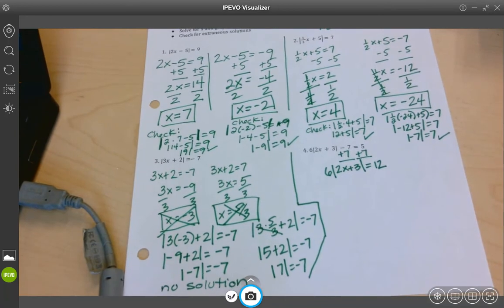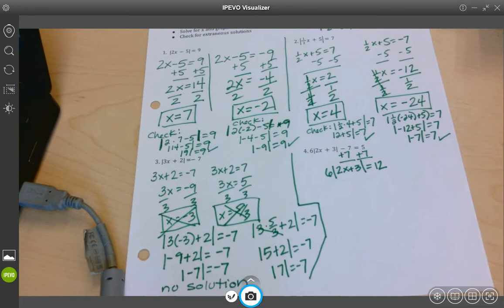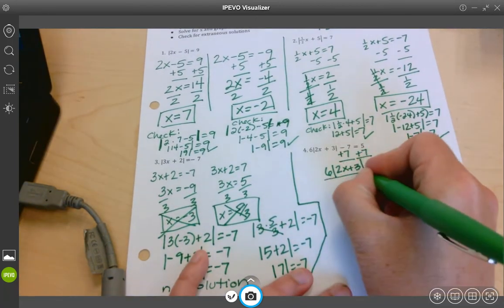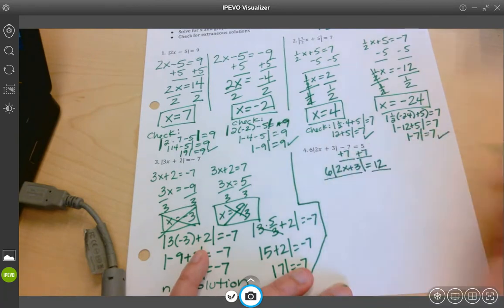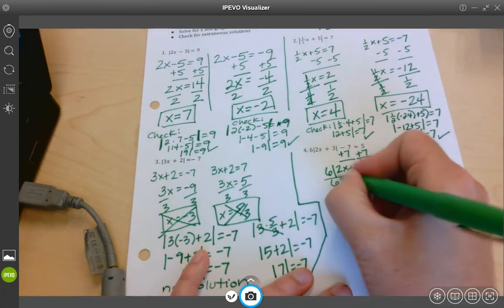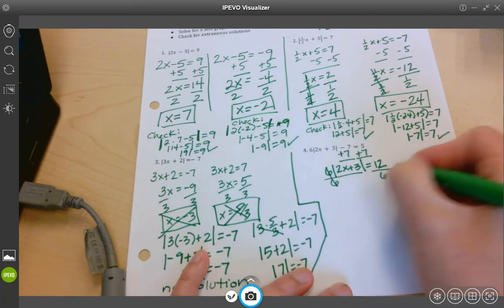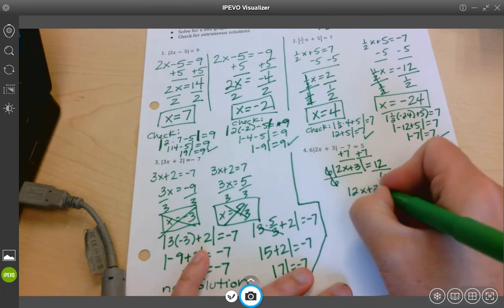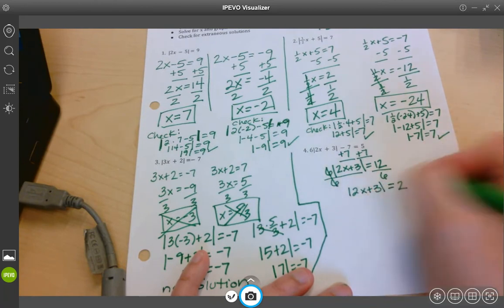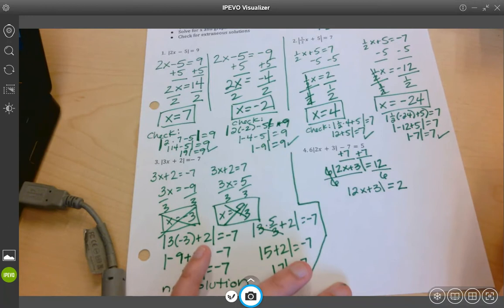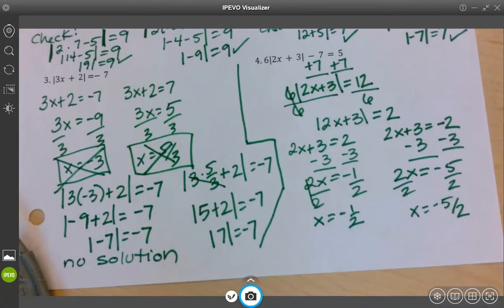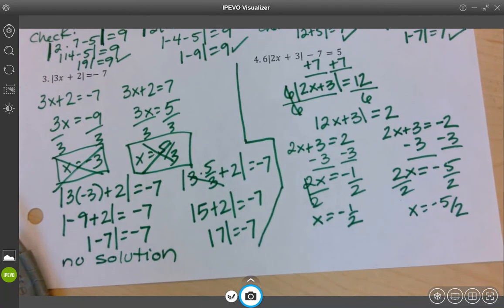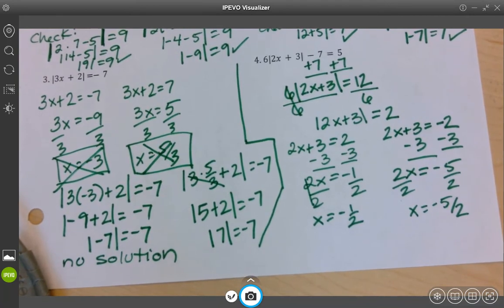Is my absolute value isolated yet? No. So now I have to get rid of what? The 6. When I divide both sides by 6, this left side is all together. So when I divide it by 6, that cancels out. And then I divide this by 6. And now I have absolute value of 2x plus 3 equals 2. So now you can go ahead and solve that with two equations. All right, did you guys get the same answers as me? Let me know if I made any errors.